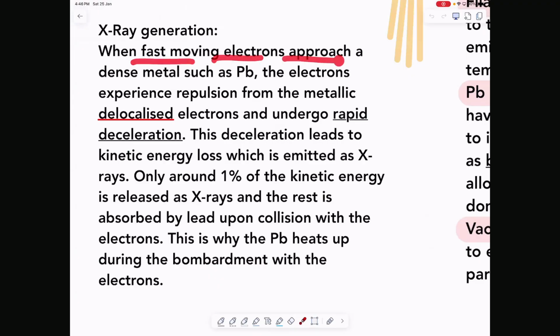When fast-moving electrons approach dense metals such as lead, the electrons experience repulsion from the metallic delocalized electrons and undergo rapid deceleration. This deceleration will happen with any metal, because there are positive ions and delocalized electrons, but we need rapid deceleration. This deceleration leads to kinetic energy loss, which is emitted as X-rays. Only around 1% of the energy is released as X-rays, and the rest is absorbed by lead upon impact with the electrons. This is why lead heats up during the bombardment with the electrons. So that's the heating process.